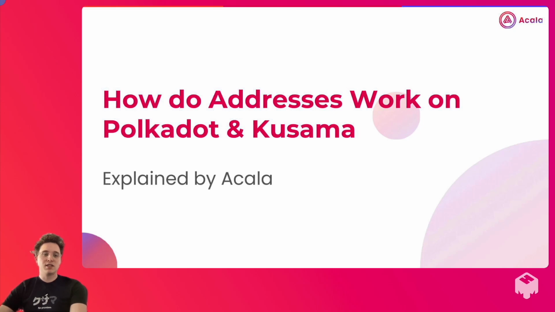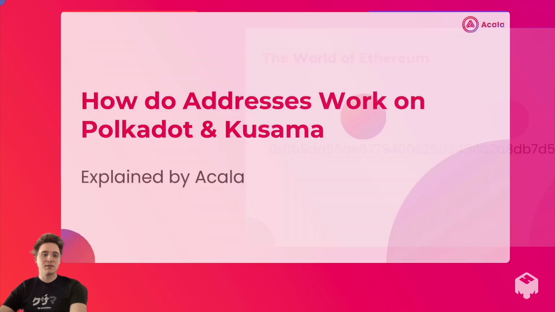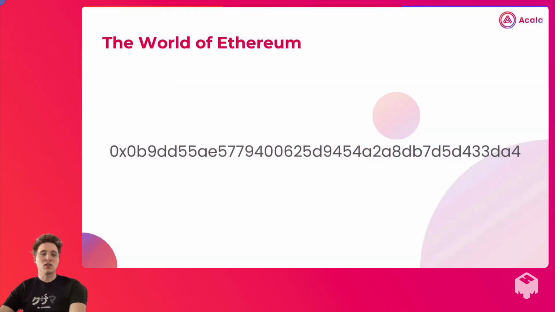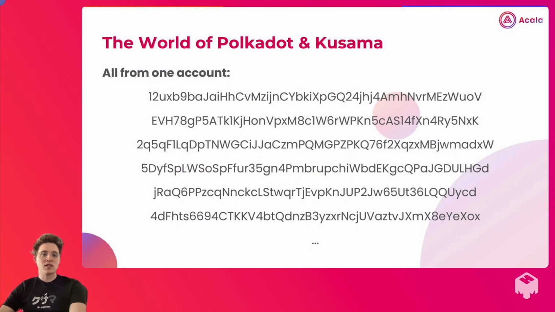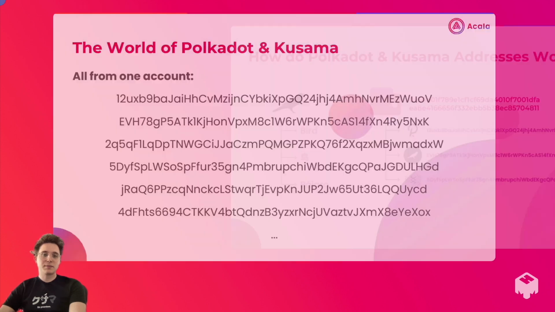Hey everybody, this is Brett, a developer at Acala, and in this video I'm going to be talking about how addresses work on Polkadot and Kusama. So if you're coming from the world of Ethereum, you might be used to addresses looking something like this. But in the world of Polkadot and Kusama, you might be used to something like this. A bunch of different addresses with a bunch of different formats, all from one account. So how does that work?